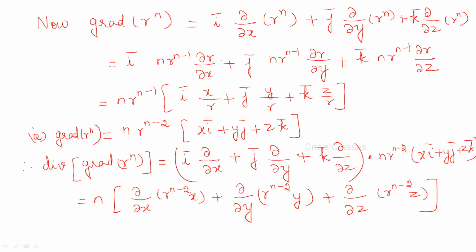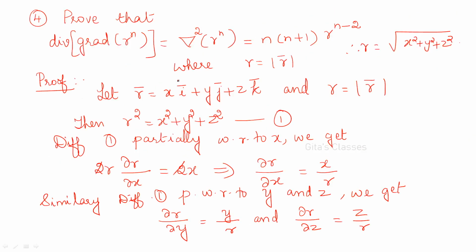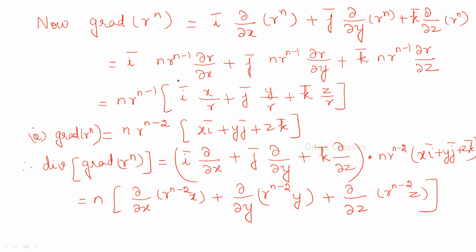And the gradient of r to the power n. What is asked? Divergence of the gradient of r to the power n. So the gradient of r to the power n means i into dou by dou x of r to the power n plus j into dou by dou y of r to the power n plus k into dou by dou z of r to the power n. Gradient means del, that is del of r to the power n. So that is i into, now you have to differentiate r to the power n partially with respect to x. That means n into r to the power n minus 1, and we know that r is a function of x, y, z. Therefore, dou r by dou x.